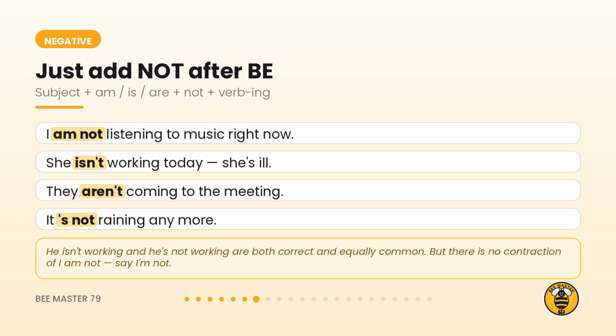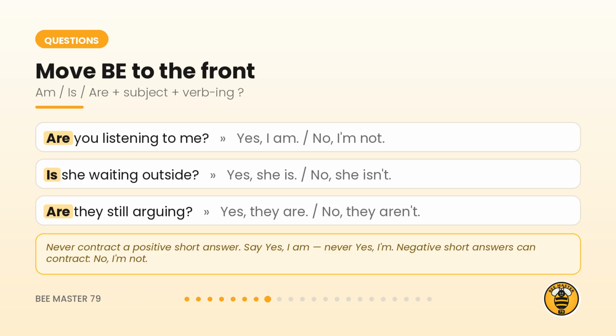To make it negative, you do not need anything new. Just put the word not straight after the be verb. I am not listening to music right now. She isn't working today. She is ill. They aren't coming to the meetings. For he, she, it, they and you, there are 2 contractions and both are correct. She isn't working or she's not working. Choose whichever you prefer. But be careful with the first person. There is no contraction of am not. You must say I'm not.